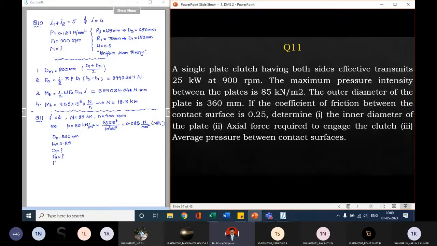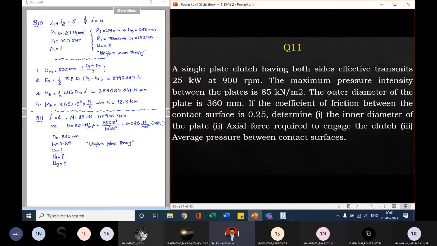Now here P average is asked. If you are trying to find P average, you should find DM, and DM has to be substituted, then you will go for P average. So what kind of clutch is this? Single plate. And which theory are we going to use? Uniform wear theory. Yes, we are going to use uniform wear theory.